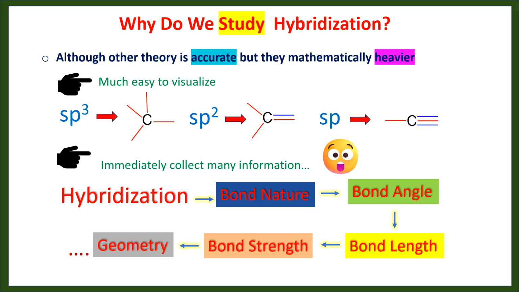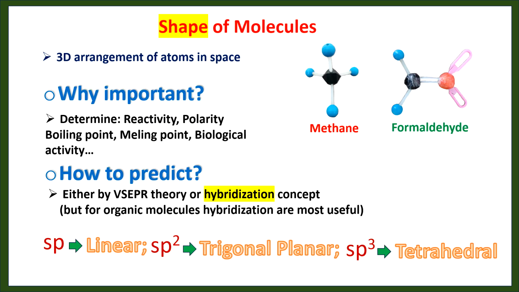So now we'll move to the shapes of molecules. What are the shapes of molecules? We can see two molecules here, one methane, another formaldehyde. To understand the shapes of molecules, we can say that the arrangement of atoms in three-dimensional space is the shape of the molecule.